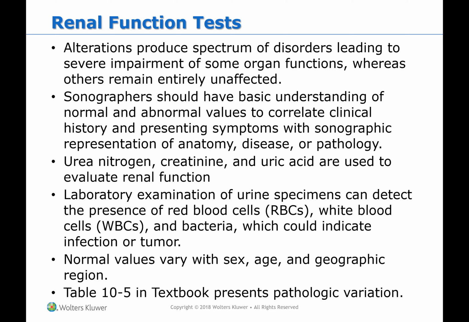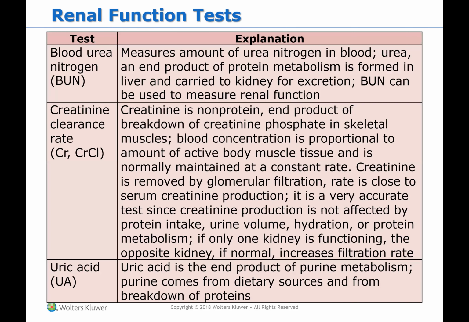So urea nitrogen, creatinine, and uric acid are used to evaluate the renal functions. Normal values vary by sex, age, and geographic region, which is interesting about geographic region, right? But the first one you need to know about is the blood urea nitrogen, or BUN. This measures the amount of urea nitrogen in the blood. Urea, an end product of protein metabolism, is formed in the liver and carried to the kidney for excretion. So BUN can be used to measure renal function.